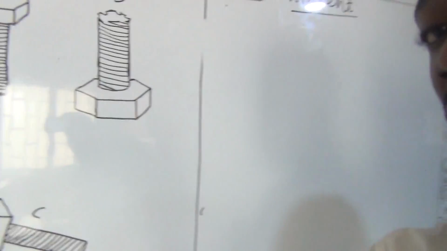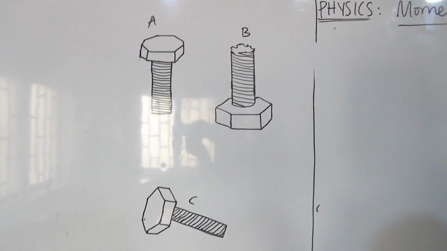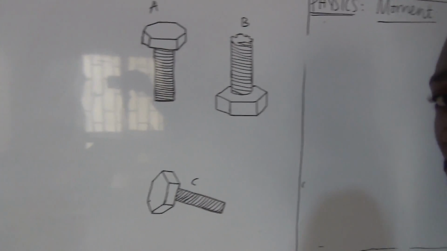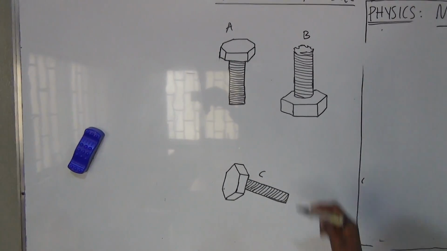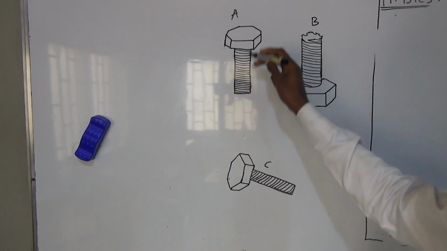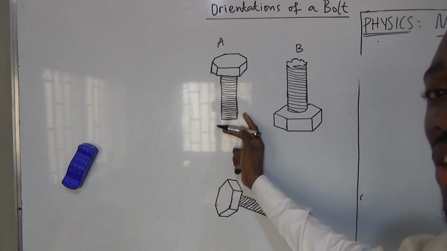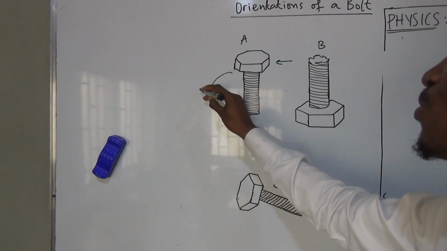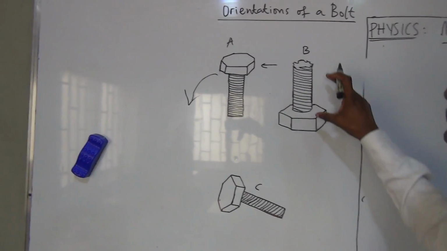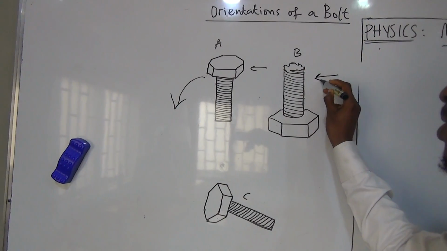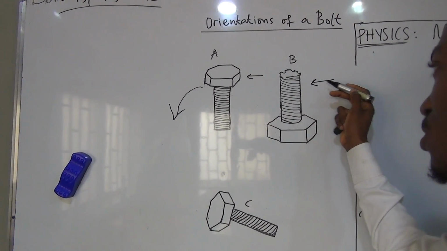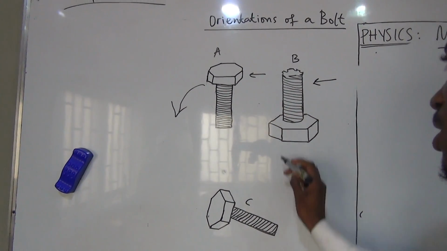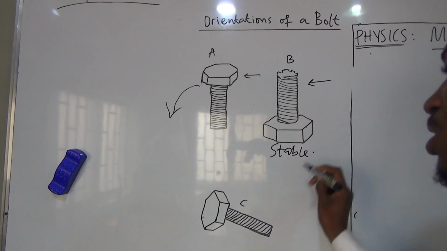Look at this. This is a bolt, right? Good. We are considering different orientations of a bolt. Now, if you look at the first one, is it stable or unstable? This can be considered an unstable equilibrium, because when you push it slightly, the bolt falls down, okay? What about this one? If you push it with little force, it will tilt slightly. Once you remove the force, it returns to its original position. That's why we consider this to be in stable equilibrium, okay?